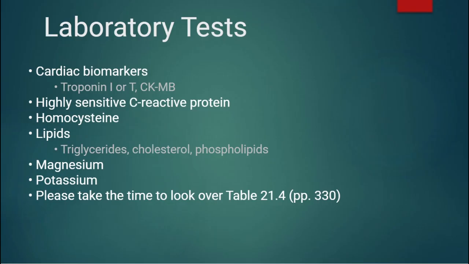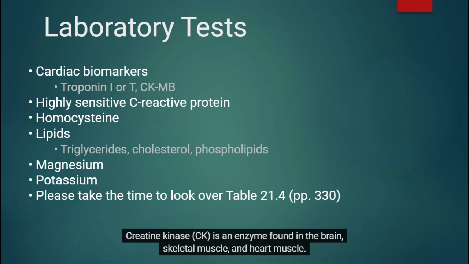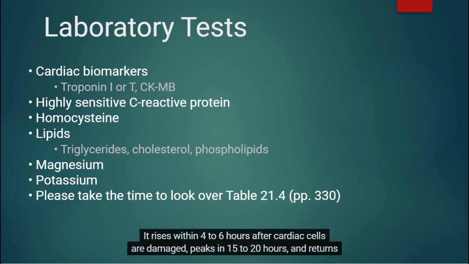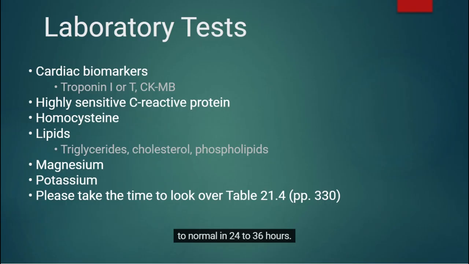CK-MB. Creatine kinase, CK, is an enzyme found in the brain, skeletal muscle, and heart muscle. The isoenzyme CK-MB, found in heart muscle, may be used if troponin is not available to help diagnose an MI. It rises within 4 to 6 hours after cardiac cells are damaged, peaks in 15 to 20 hours, and returns to normal in 24 to 36 hours.